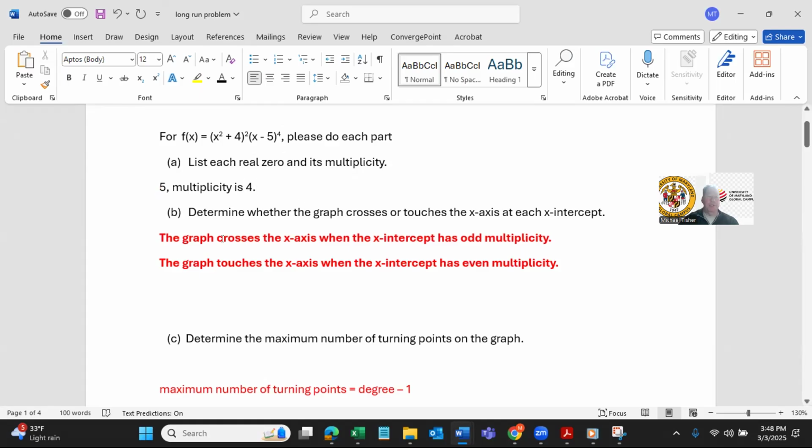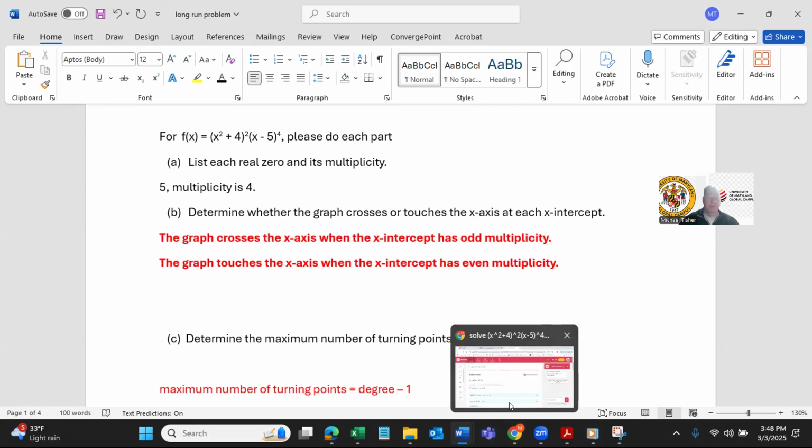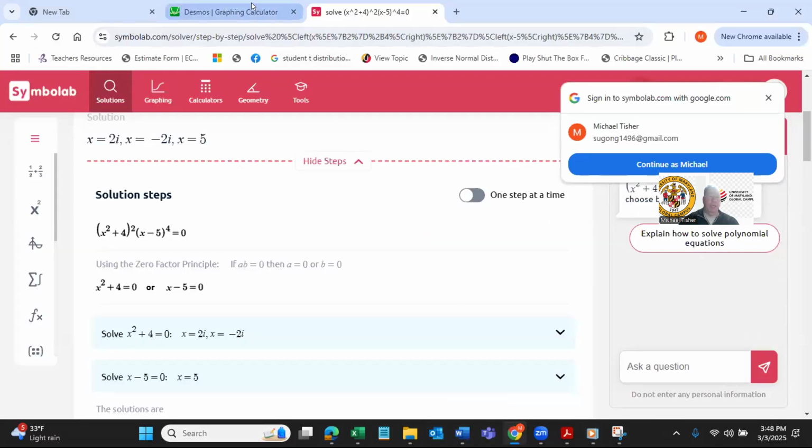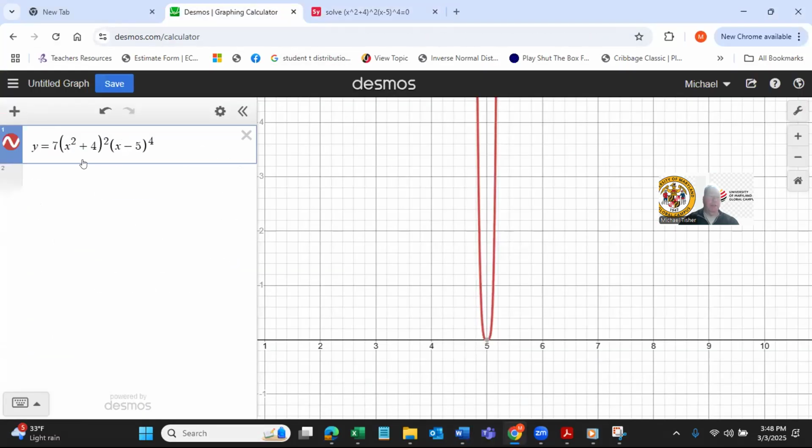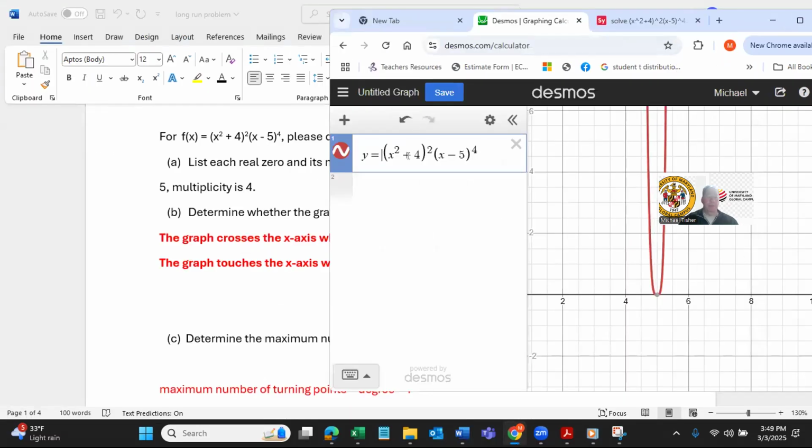The b part says to determine whether the graph crosses or touches the x-axis at each x-intercept. So to do this visually, let's look at the graph of the function. And we have the graph right here. We have (x² + 4)² times (x − 5)⁴, and it's right here.